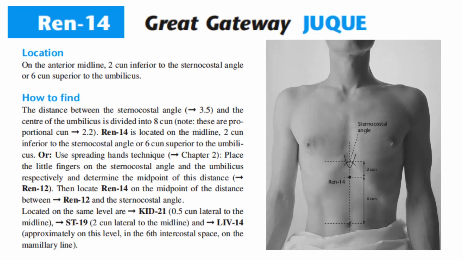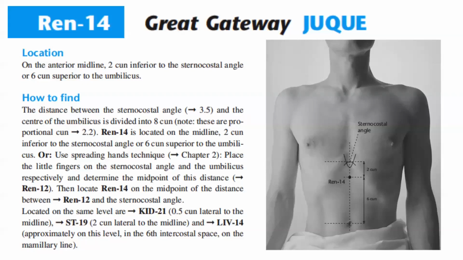Located on the same level are Kidney 21, which is 0.5 sun lateral to the midline, Stomach 19, which is 2 sun lateral to the midline, and Liver 14, approximately on this level in the 6th intercostal space on the mammillary line.